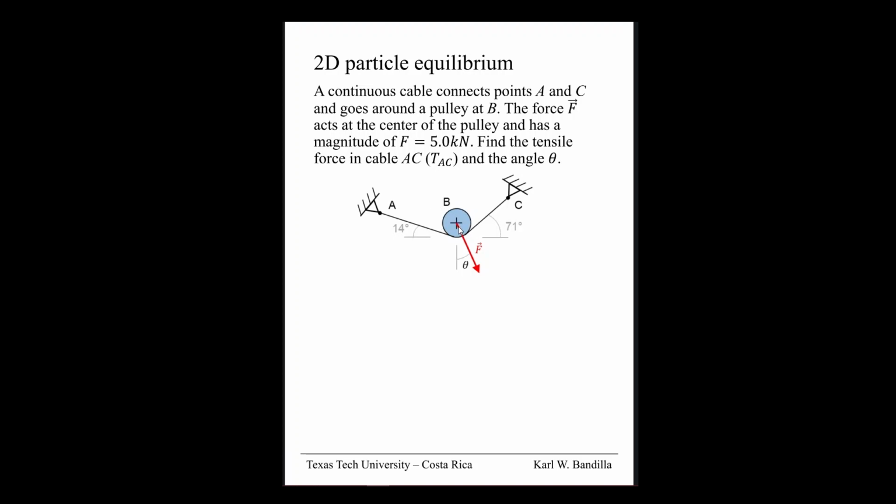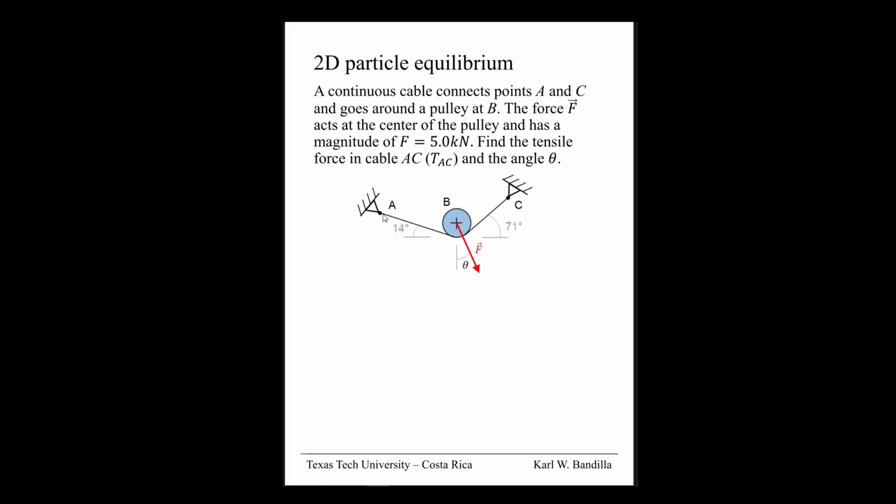And we have a force pulling on that pulley. Now that force is not pulling straight down, but at an angle. We know that it's pulling with a magnitude of 5 kilonewton, but we don't know what the angle is that it's pulling at. But we do know the angles between the cable and the horizontal. So we are now asked to find what the tension in the cable is, TAC.